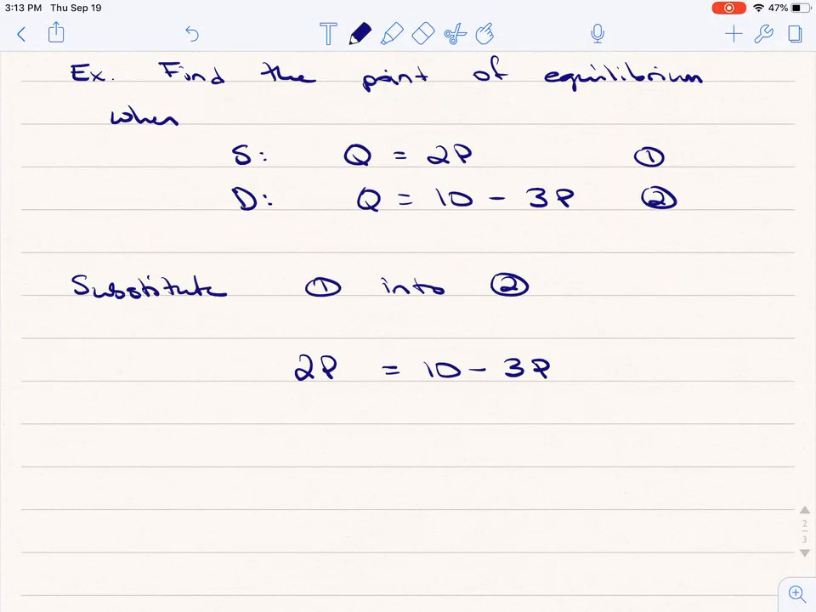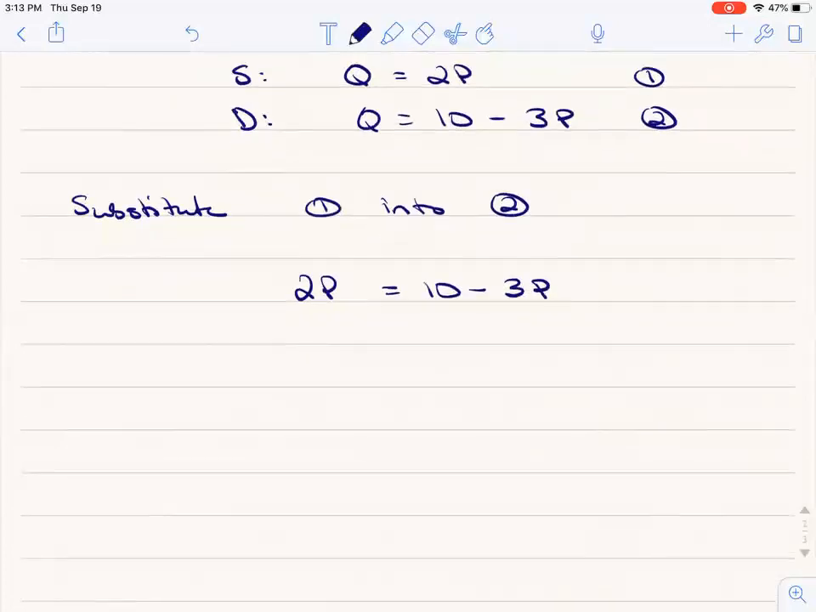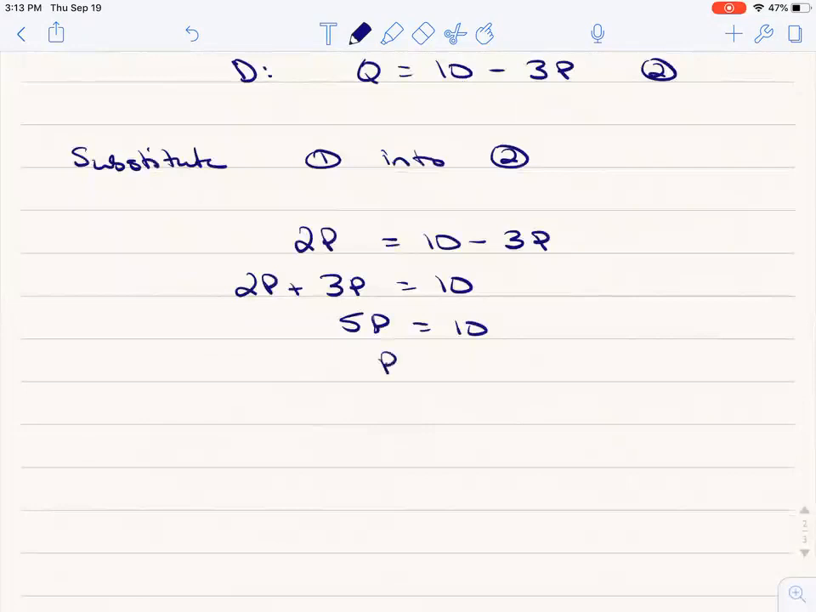Solving for P, I have to collect like terms, so I have to bring the P over to the left-hand side. And so I get 2P plus 3P is 10. So we get 5P is 10. P must be 10 over 5, so P is 2.